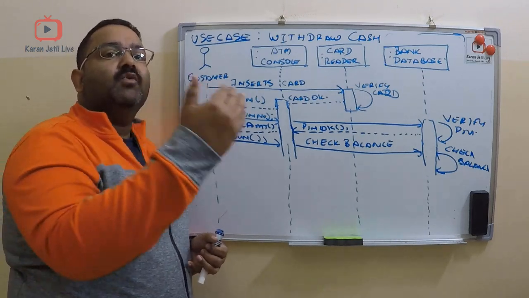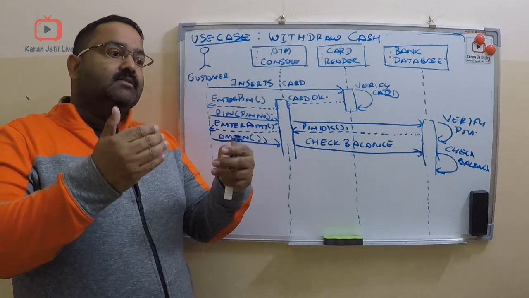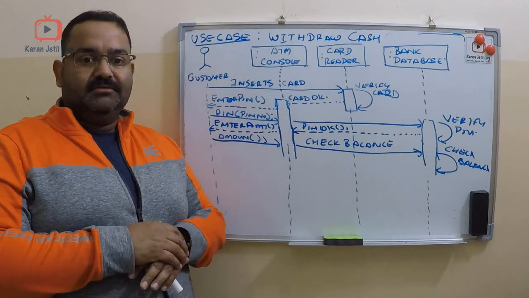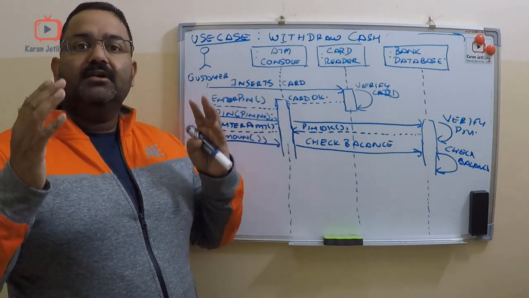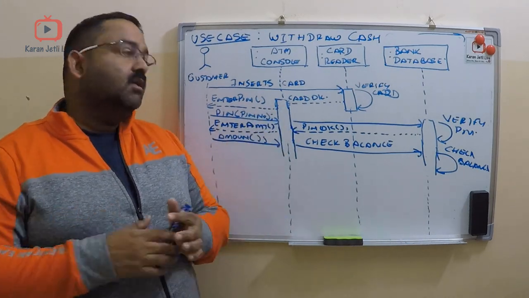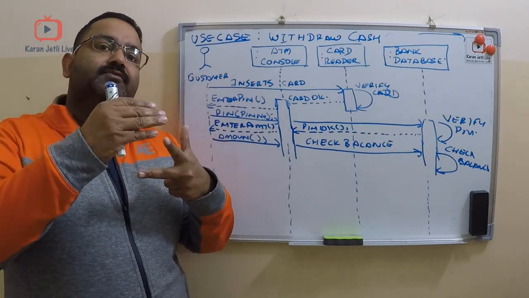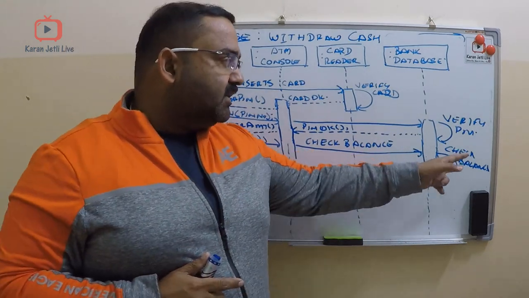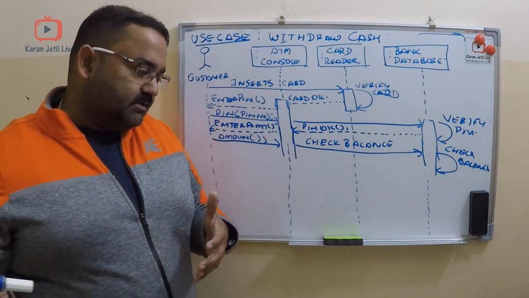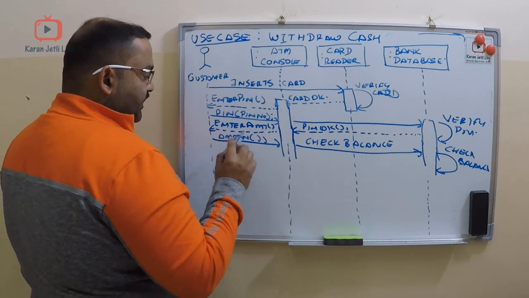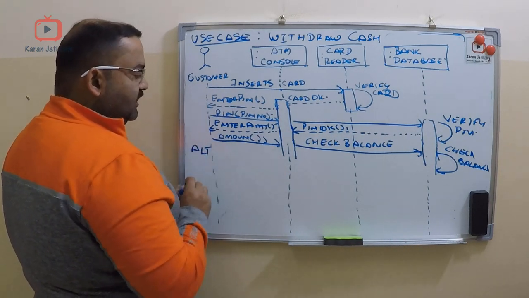In that case, what does the ATM do? The ATM will check. If the amount is less than 200, it will withdraw. If it is more than 200, it will say insufficient fund, please select another amount. So there are two alternatives. Which alternative will work depends upon the check balance result. So here we have an alternative scenario, and for that I write ALT.